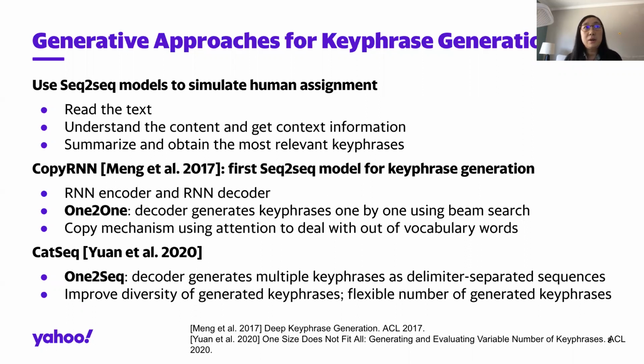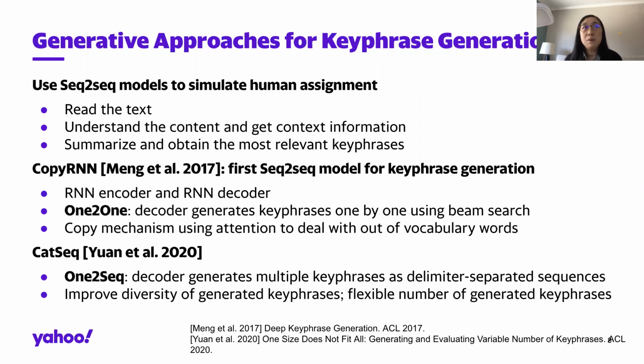And then later in 2020, Yuan et al. proposed another approach called CatSeq. And this approach is very similar to CopyRNN. They basically use the same architecture. The only difference is that instead of generating the key phrases one by one, they claim that it's better to consider all the ground truth key phrases as a single sentence. So they concatenate all these keywords together as a sentence with some special character to separate them.